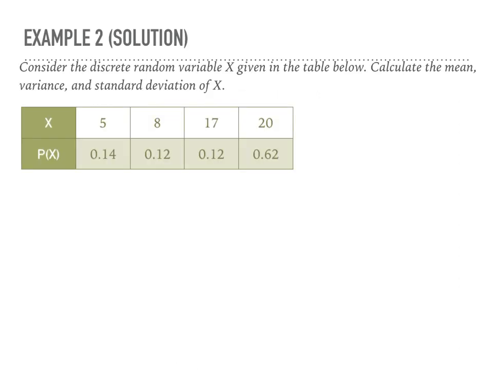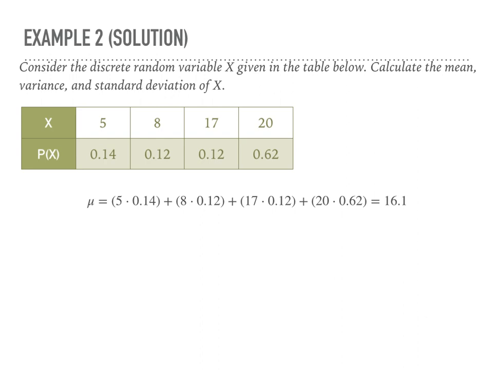So example 2, consider the discrete random variable x given in the table below. Calculate the mean, variance, and standard deviation of x. So the mean, x times p of x, and add it all up. We get 16.1 for our mean.